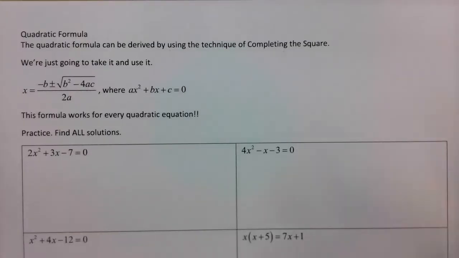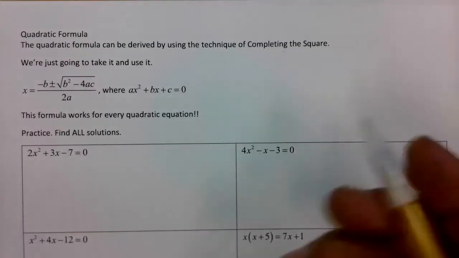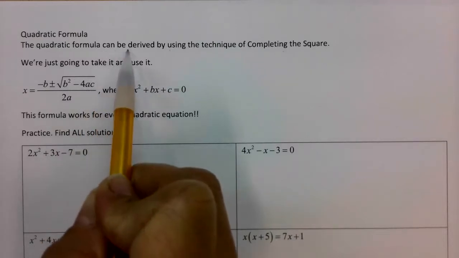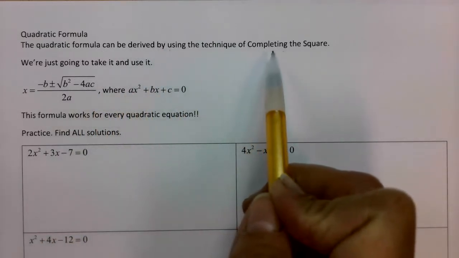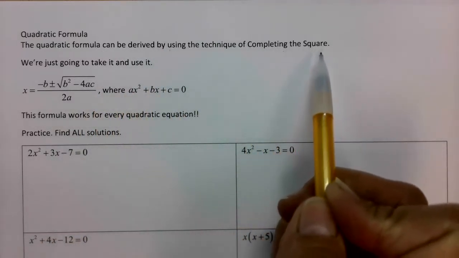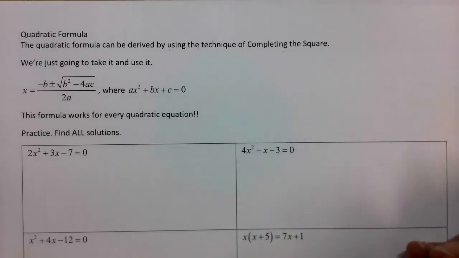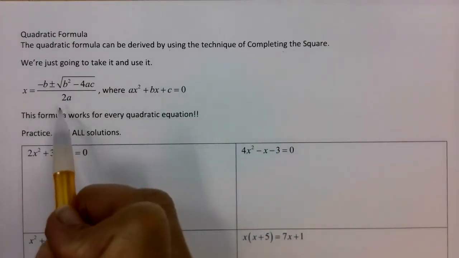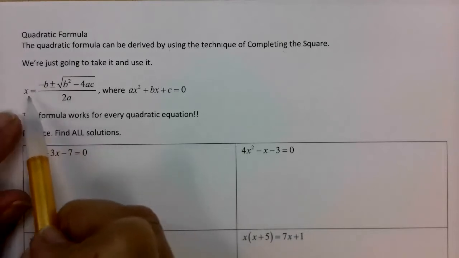So right now I'd like to show you the quadratic formula. We can derive it using a technique called completing the square. If I have time at the end, I'll show you. Right now though, we're just going to take a look at it and see how we're going to use it. So this is what it looks like.